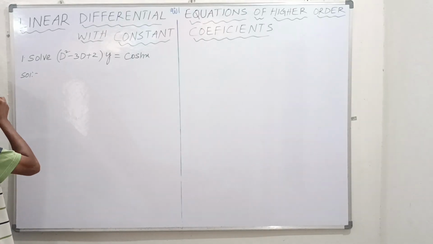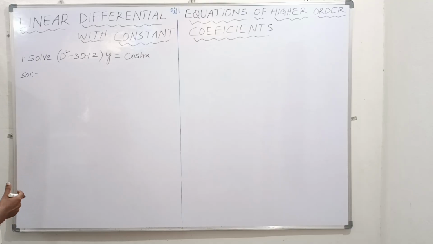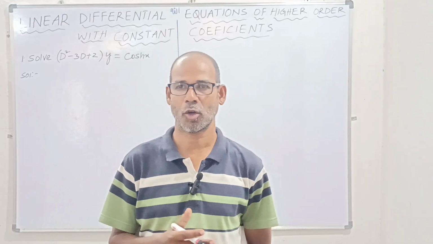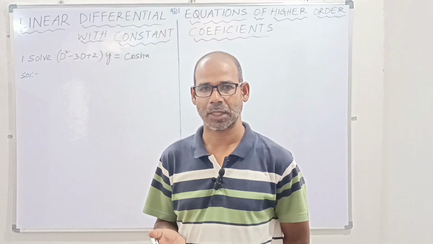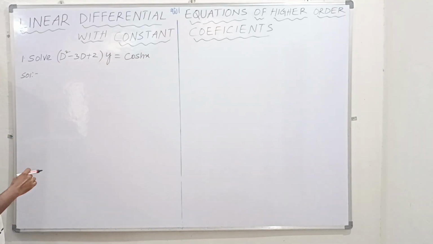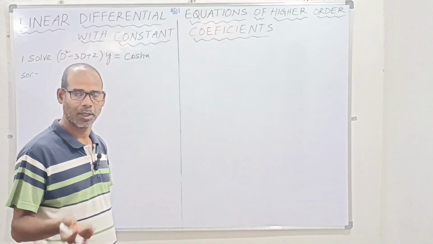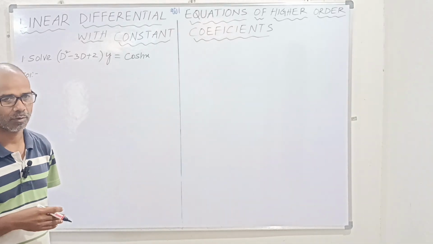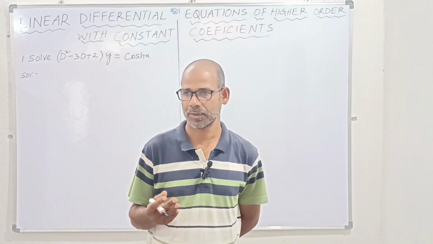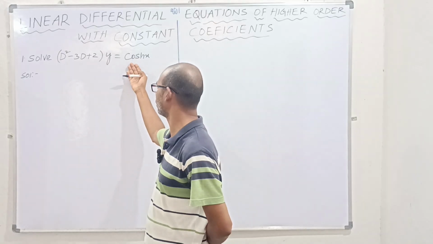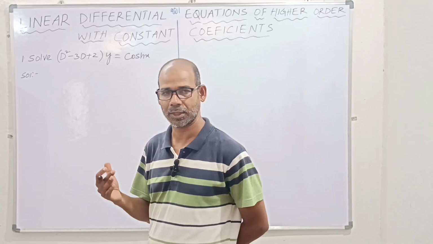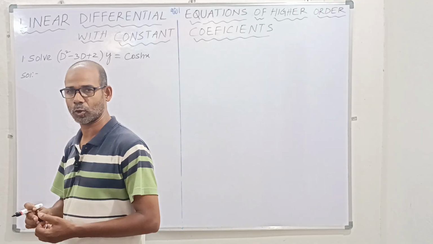So first to solve this, since this is a non-homogeneous equation, we have the complementary function and the particular integral as the solution. So here we have to find the complementary function as well as the particular integral. If the given equation is homogeneous, then we will find only the complementary function. Since here we have the right hand side function as a hyperbolic function, cosine hx, we need to find out the particular integral also to find the total solution.